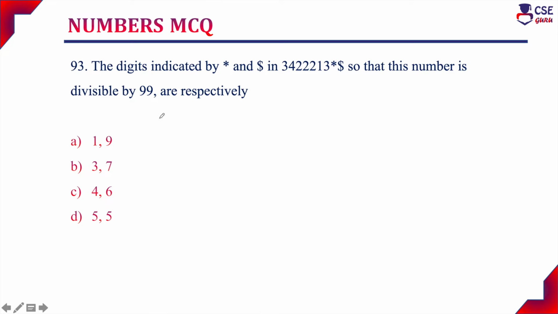Next, problem number 93. The digits indicated by star and dollar in 342213*$ are such that this number is divisible by 99. And the star and dollar values are given in the options. The divisibility rule for 99 is that it should be divisible by both 9 and 11. So we will apply these 4 options and check whether it is divisible by 9 and 11.